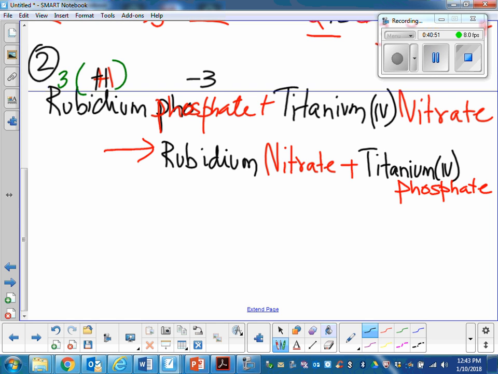I write the symbol for rubidium, Rb. Am I multiplying the rubidium side by any number? So do I write that as a subscript here? And then am I multiplying the phosphate side? No. So what is the formula for phosphate? PO4. That is rubidium phosphate.